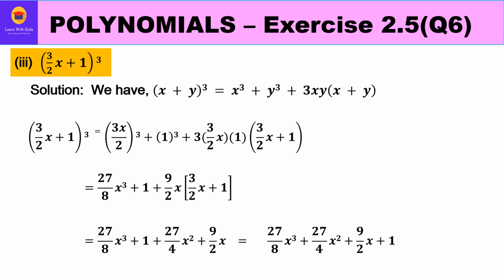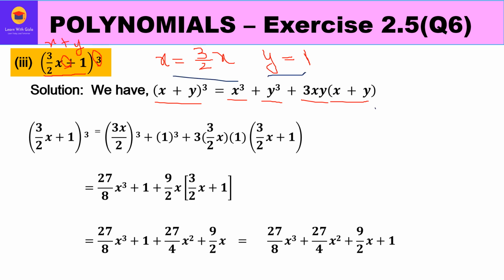Now let us take up third part. We have to expand (3 by 2x plus 1) whole cube. Now there is whole cube also, there is plus sign also. That means it clearly matches the identity 6, where (x plus y) whole cube is equal to x cube plus y cube plus 3xy in bracket x plus y. Now if you compare the question with the identity, so x is what? x is the first term, 3 by 2x, and y is our second term, that is 1. Right? This is your x and this is your y, (x plus y) whole cube. Now you simply have to put the values of x and y in the given identity.